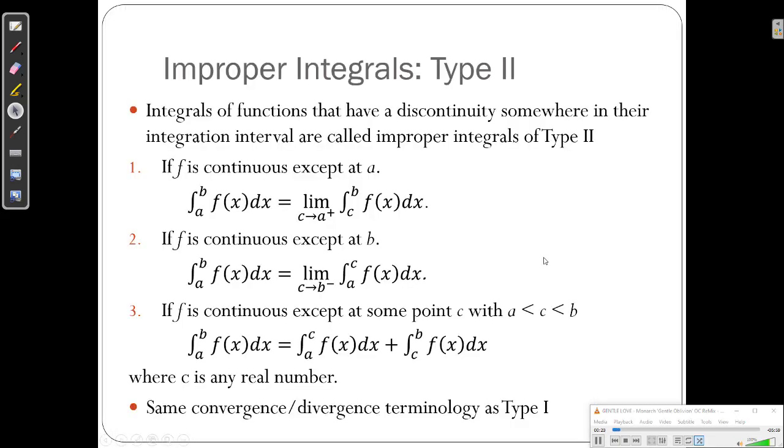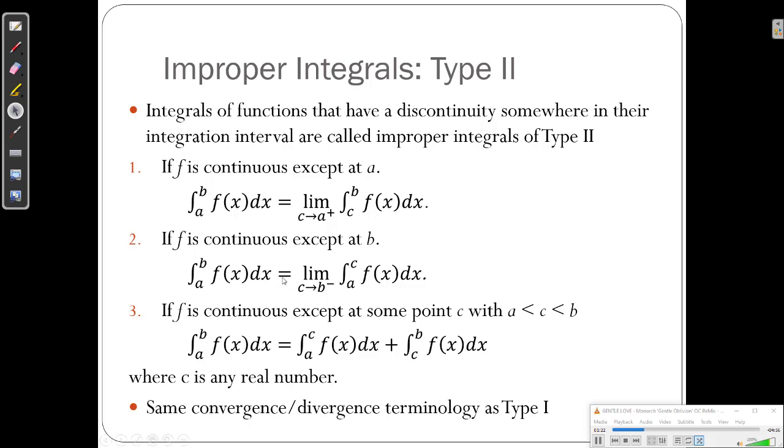So here's the definition. These are integrals that have a discontinuity somewhere in their integration interval, so between a and b, including possibly a or b. It could be an infinite discontinuity, it could just be a regular discontinuity, but if your function is continuous except at a, it has its discontinuity at its bottom limit of integration, then we set this up. Another limit as c approaches a from the right at the bottom. So you'll just do a limit as it approaches the questionable value. And again, if that exists, then that's the answer. If the limit doesn't exist, we say the integral is divergent.